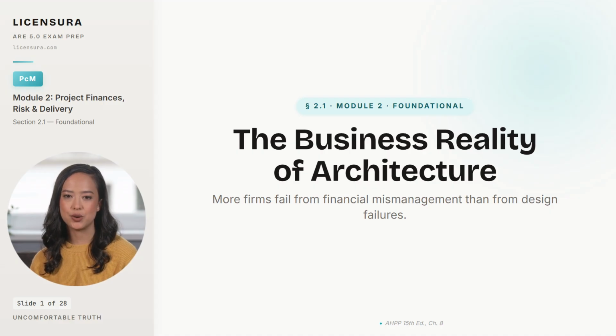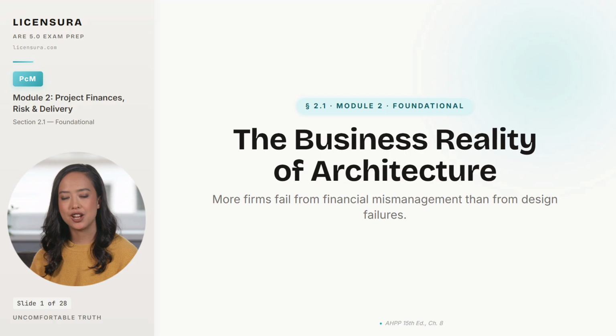Here is an uncomfortable truth that most architects never want to hear. More architecture firms fail from financial mismanagement than from design failures. A studio can win every award on the wall and still be quietly heading toward bankruptcy. A principal can be a brilliant designer and have no idea whether the projects on the boards are profitable or losing money on every billable hour.